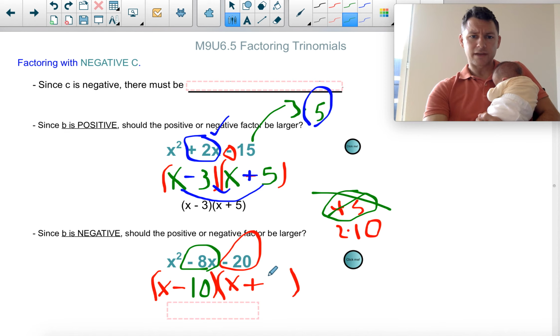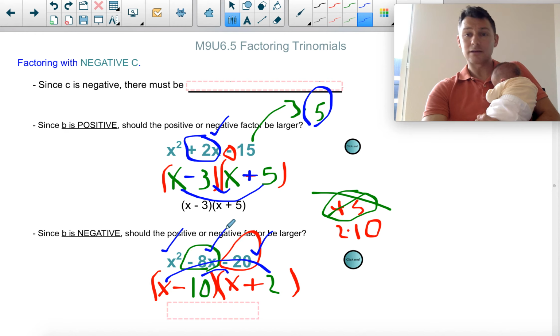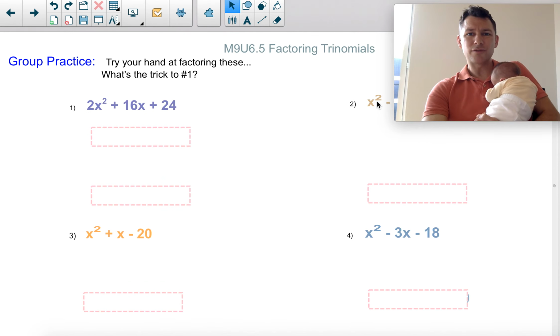So I'm going to put the 10 and the 2. And then once you factor it, you get x and x, you get x squared. You get negative 10 and positive 2 multiplied to negative 20, ka-ching. And then you get positive 2x minus 10x gives you negative 8x. We're good. Sweet. Okay. So this is one of each flavor.